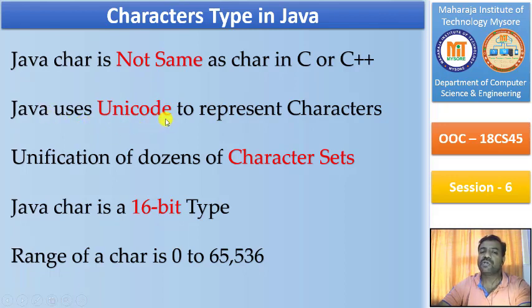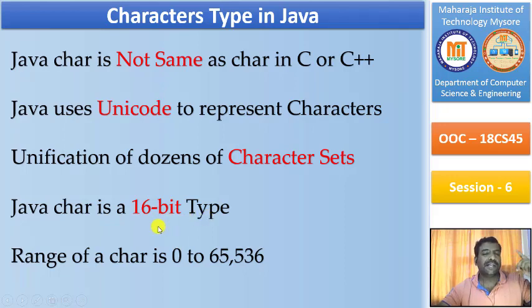Java uses Unicode to represent characters because a Java program is going to work on the internet, on any system. So if the system using the Java program wants to display a character in a different language, Java should be able to handle this. For this reason, Java uses Unicode to represent a character. Unicode is a unification of dozens of character sets, and ASCII is one set out of it. And so a Java character is a 16-bit type.